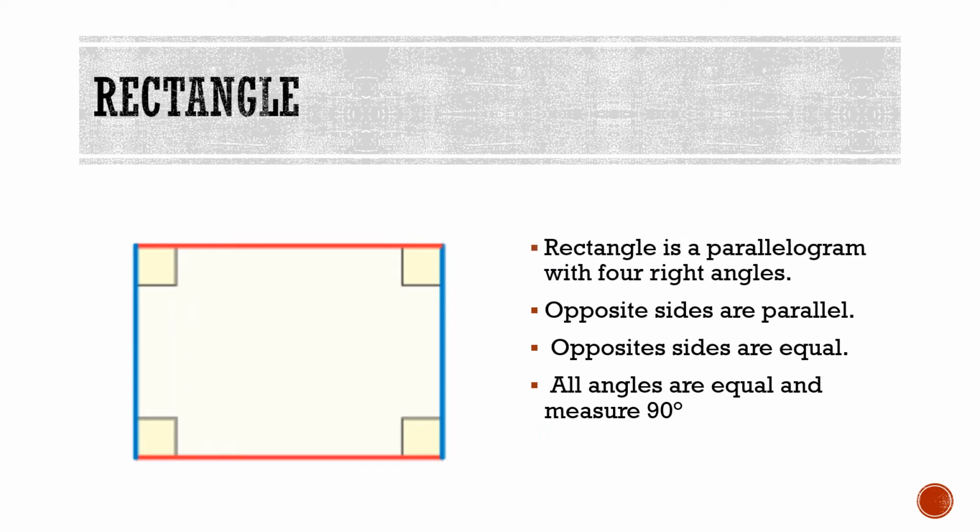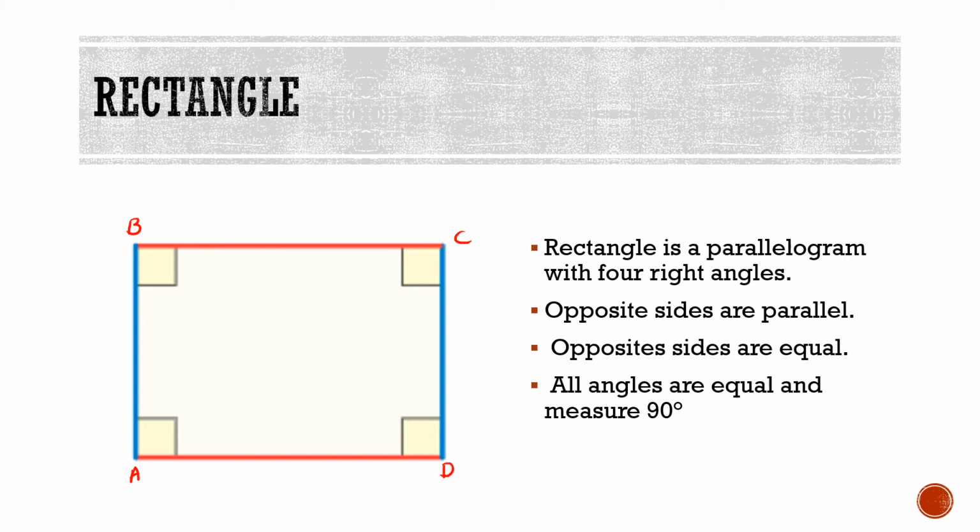Rectangle. A rectangle is a parallelogram with 4 right angles. The opposite sides are parallel, the opposite sides are equal, and all angles are equal and measure 90 degrees. A parallelogram is actually a slanted rectangle. That's why some properties of a rectangle are also visible in the parallelogram. The only difference is the measurement of the angles. So let's say that this is rectangle A, B, C, and D.